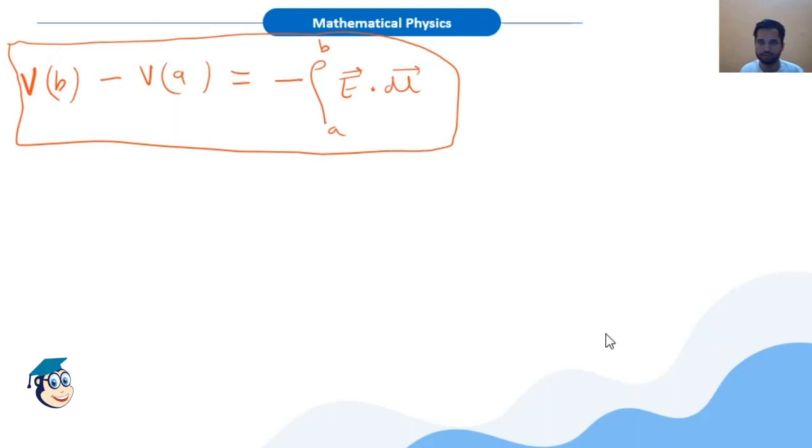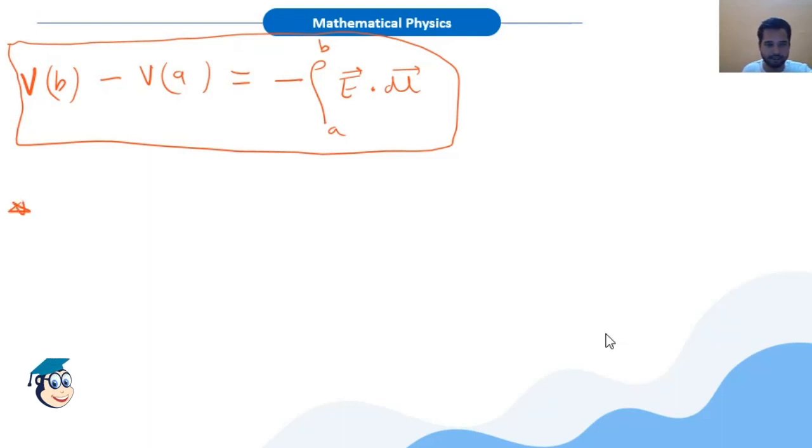And I have taught you how we can calculate electric field in several cases of spherical symmetry, cylindrical symmetry, and planar symmetry using Gauss law. Using Gauss law, you can easily calculate electric field, and after having calculated electric field, you can calculate the potential at any point or the potential difference between 2 points. Okay, so let us see an easy example.